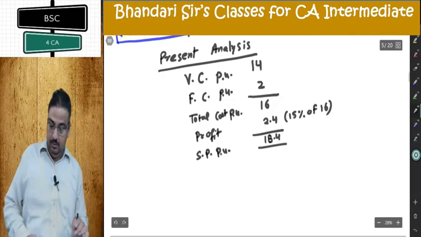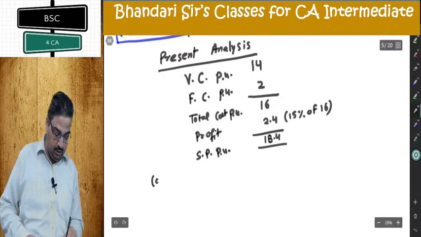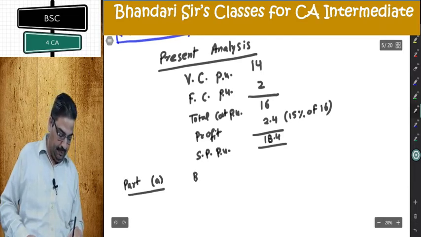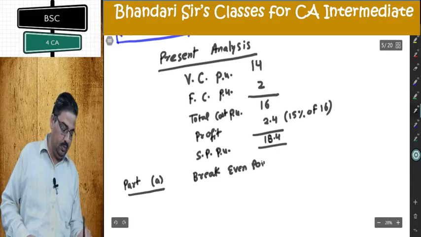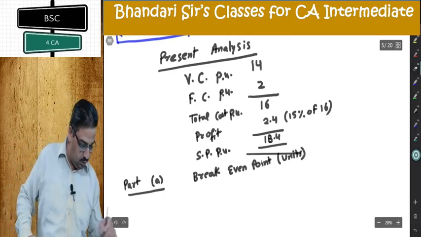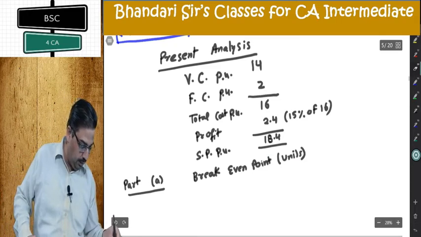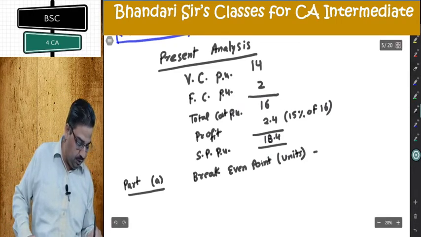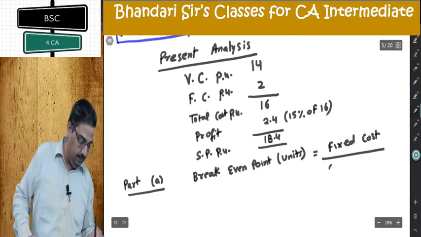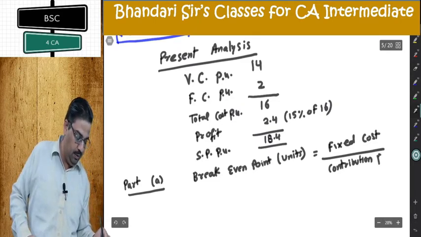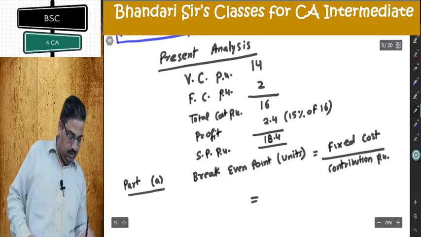Now, first part, which is referred as A part of this question, break-even point, first in units. You should recall the formula for break-even point. What was the formula? Formula was fixed cost divided by contribution per unit. Very simple.